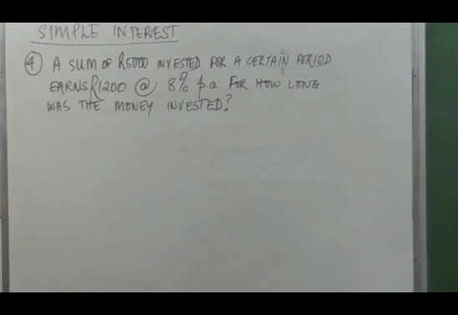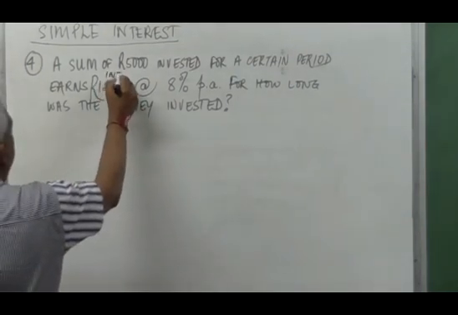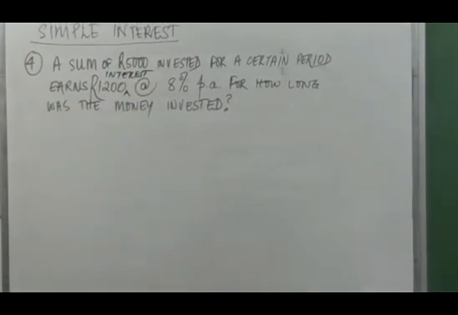Alright, let's have a look at this example, number 4. A sum of 5,000 invested for a certain period earns 1,200 Rand interest at 8% per annum. For how long was the money invested? Now remember, in this question, the topic is written very clearly that we are dealing with simple interest. Therefore, every time we're talking about interest, we're talking about simple interest.